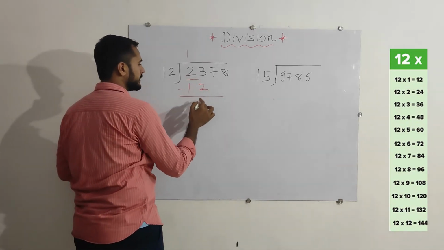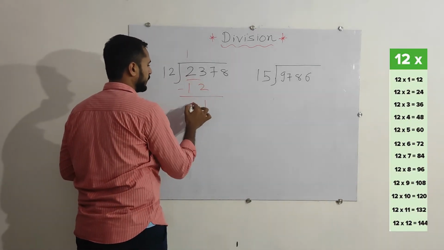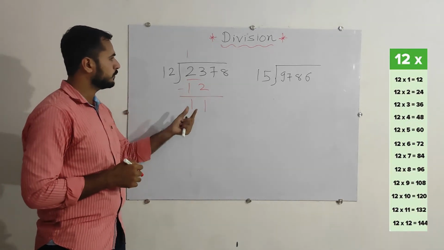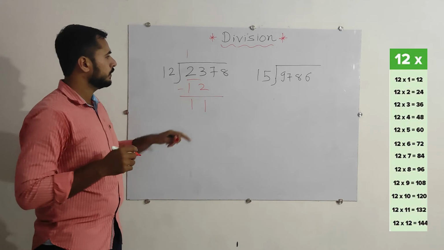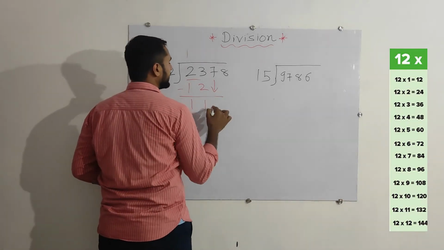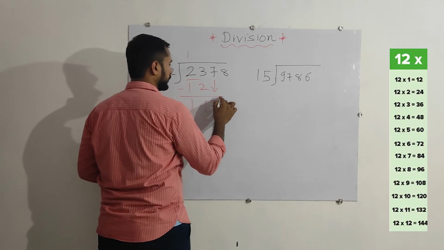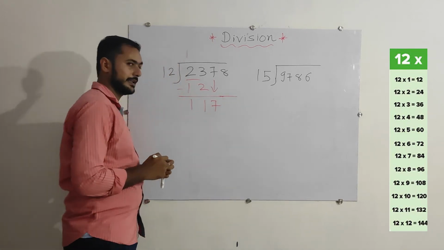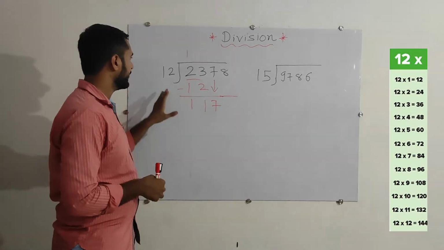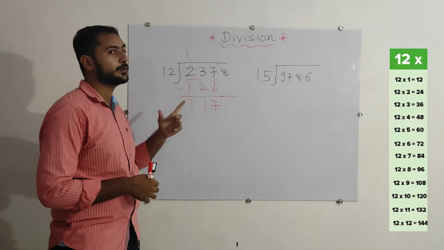So 3 minus 2 is 1 and 2 minus 1 is again 1. Now here 1 and 1. In the next step we need to bring down the next number, that is 7. So the new number is 117. Again the next task is we need to find 117 in the table of 12.